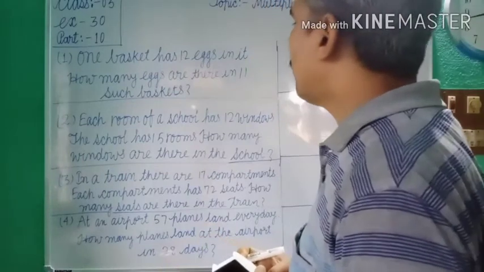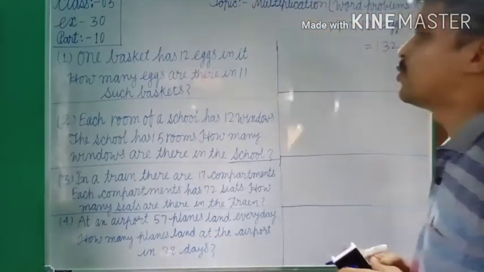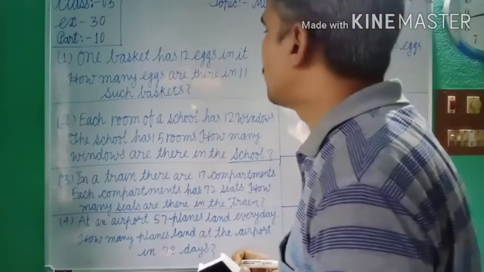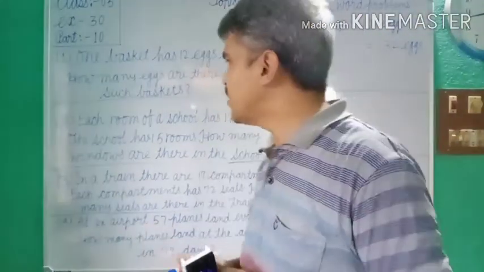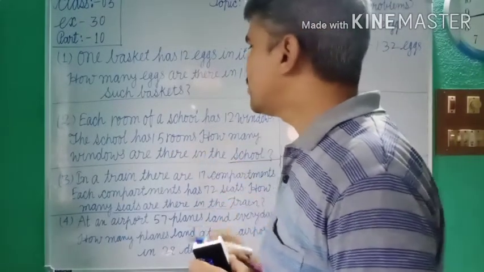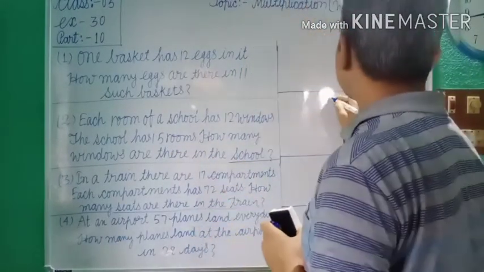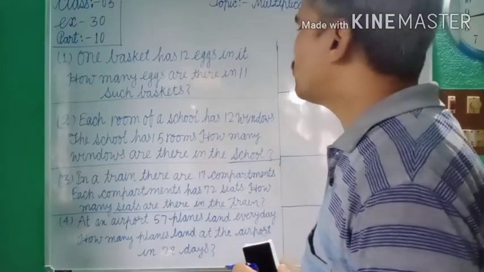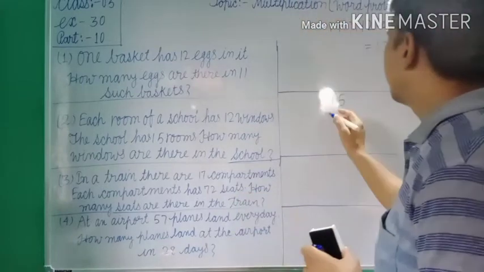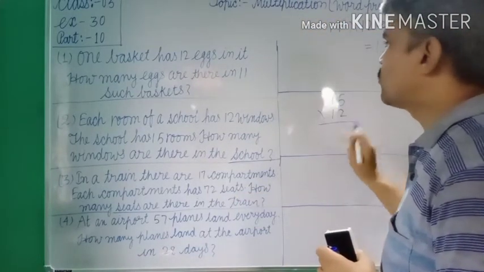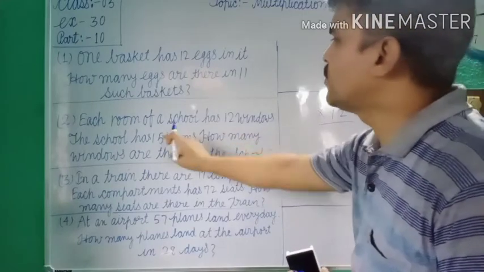Second question. Each room of a school has 12 windows. Number of rooms in a school, but a room has 12 windows. How many rooms in the school? 15 rooms. You write 15 rooms. One room has 12 windows. So how many windows in the school? You multiply by 12, because one room has 12 windows. How many windows in 15 rooms?